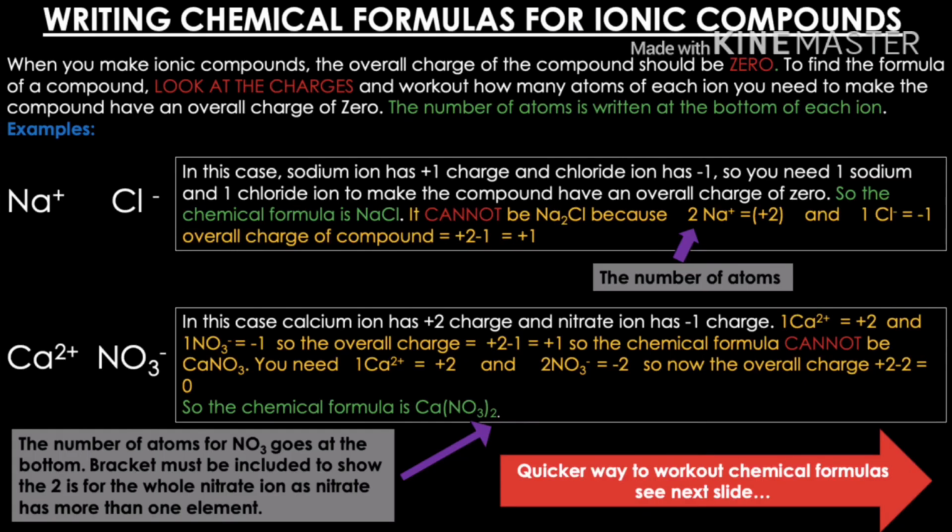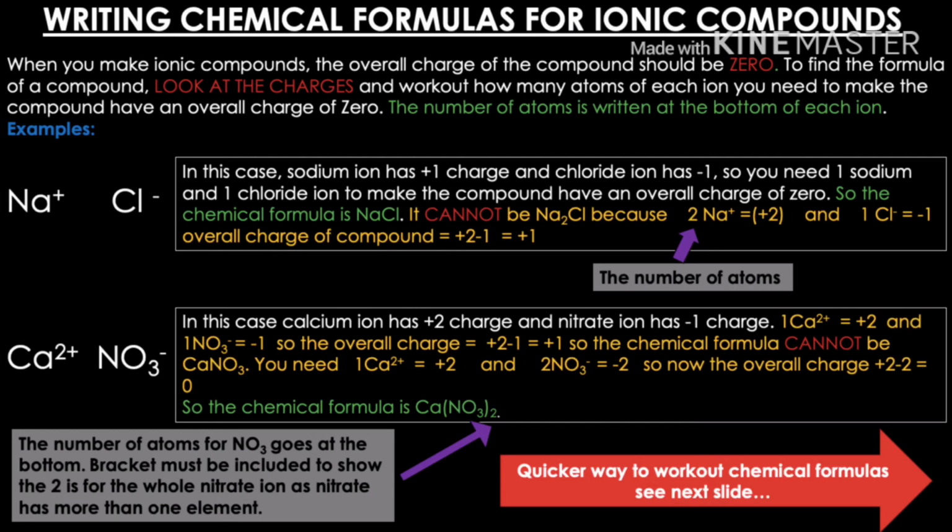Now let's look at how to write chemical formulas for these ionic compounds. When you make ionic compounds, the overall charge of the compound should be 0. To find the formula of a compound, look at the charges and work out how many atoms of each ion you need to make the compound have an overall charge of 0. The number of atoms is written at the bottom of each ion.